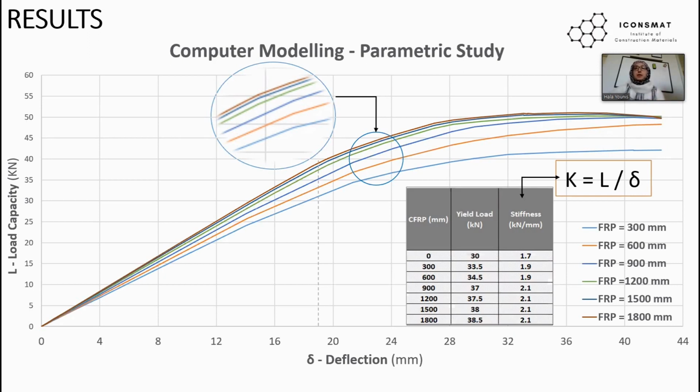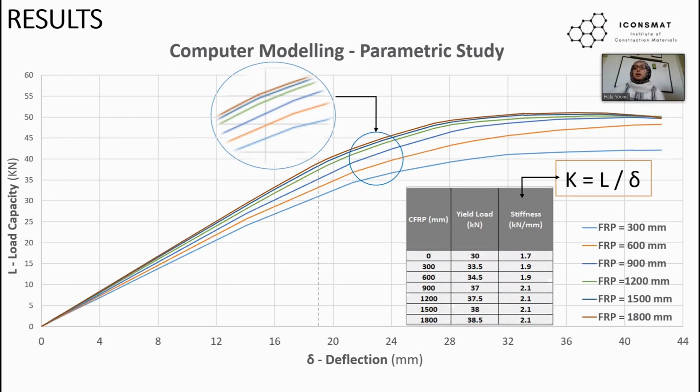So the first curve represents the 300 millimeter length of carbon. The second one is the 600. The third one is the 900. The fourth one is the 1200. Then 1500, and then the last one is the 1800. So after reaching the 1200, I have noticed that there is no improvement found in the result.